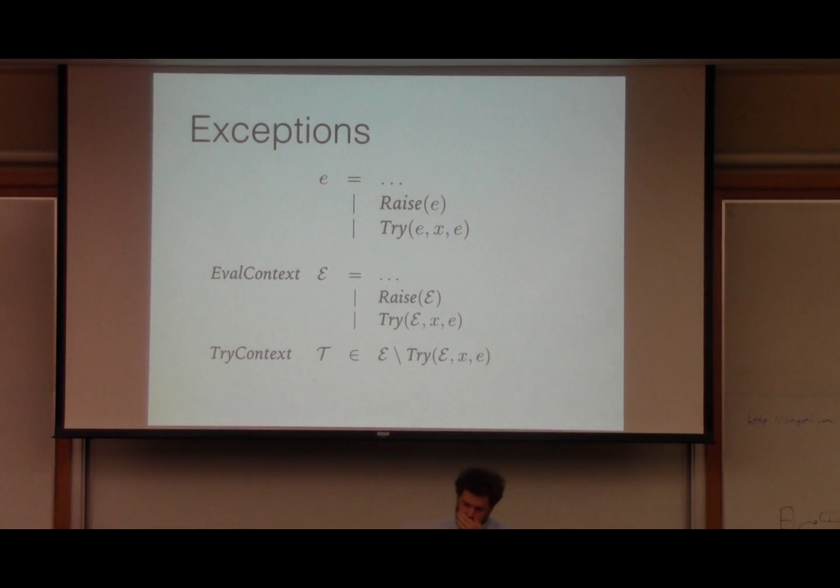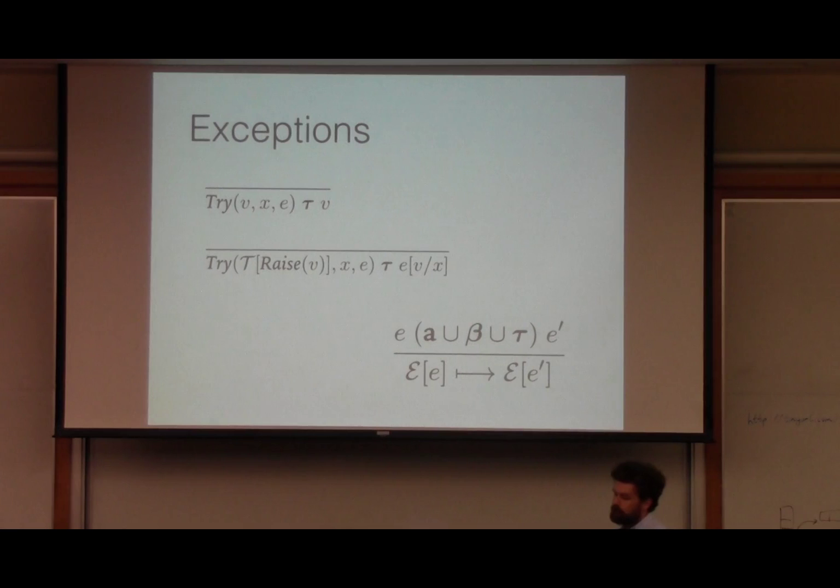So I'm going to talk about a particular kind of evaluation context T, which is just an evaluation context, except there's no try. There's no try in the context. Okay, so it's a context without any try in it. And here are my axioms.